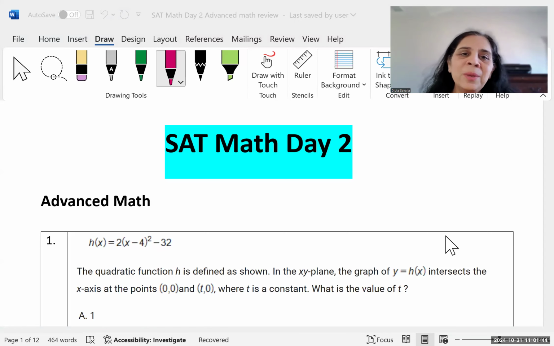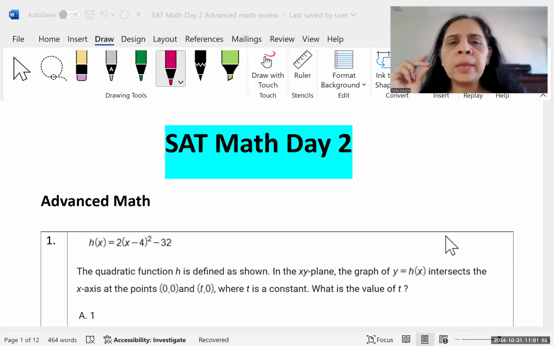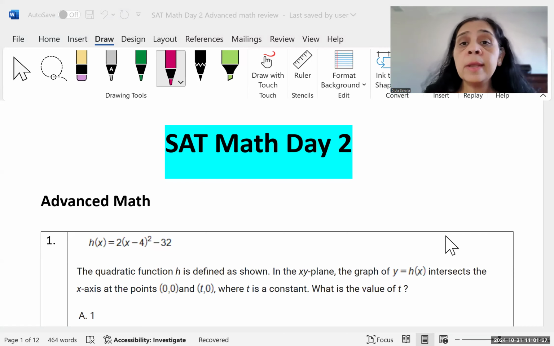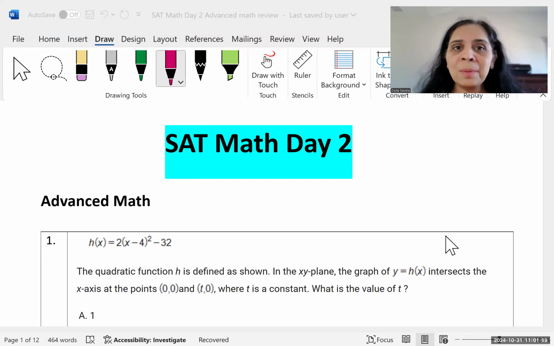Hello everyone. So in today's lesson, we will learn advanced math. I'm covering 30 questions and also showing you different strategies, when we can use Desmos or when you can do it quickly in your head. So stay until the end.